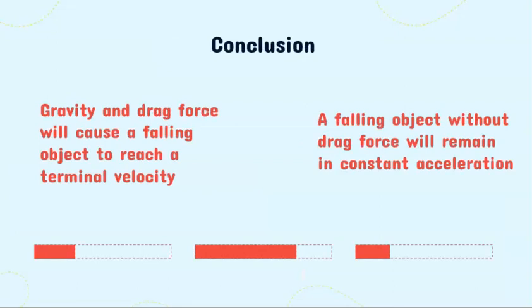To conclude, the effects of gravity and drag force cause a falling object's velocity to slow down and reach a constant terminal velocity. And when only gravitational force is present, the acceleration remains constant.